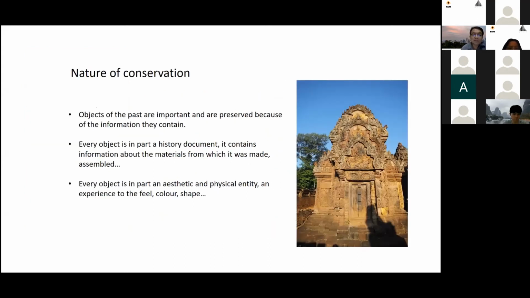So nature of conservation: objects of the past are important and are preserved because of the information they contain. You look at this little thing like a chandi in Siem Reap, you look at the decoration. Because when we go in, we will take a lot of photographs, piece them together in detail so that we go back and then we analyze it. So every carving is a symbolism in there. It tells you the story. And it tells you what those people at the time believed. What do they believe? How do they believe? And then they transfer what they believe into carvings and all that.